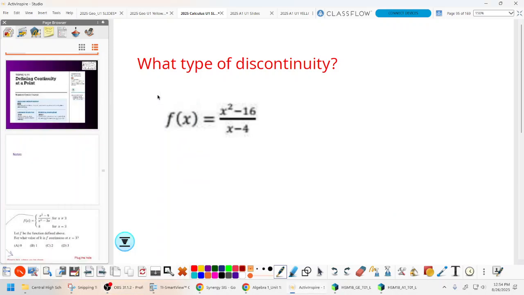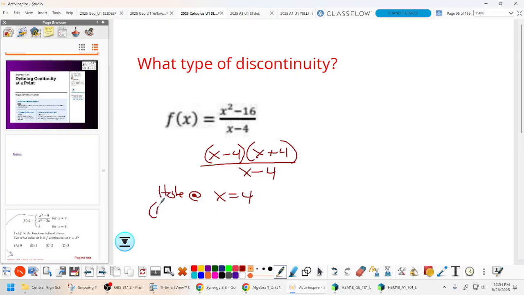Alright, so type of discontinuity, first thing we see we need to factor. I gave you kind of an easy one for a warm-up, and it was in your packet. So we have a hole at x equals 4, and remember it's removable.